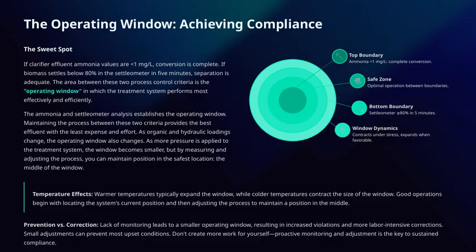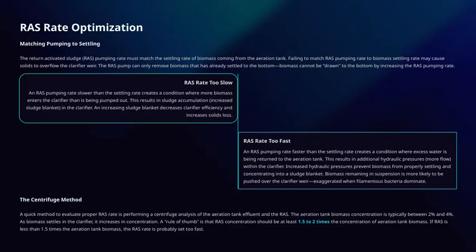Without proper monitoring, your operating window shrinks, increasing violations and requiring more labor-intensive fixes. Small, proactive adjustments can prevent most upset conditions, saving you time and effort. Remember, consistent monitoring and timely adjustments are the keys to sustained compliance and optimal system performance. Let's talk about RAS rate optimization and how it relates to matching pumping to settling.